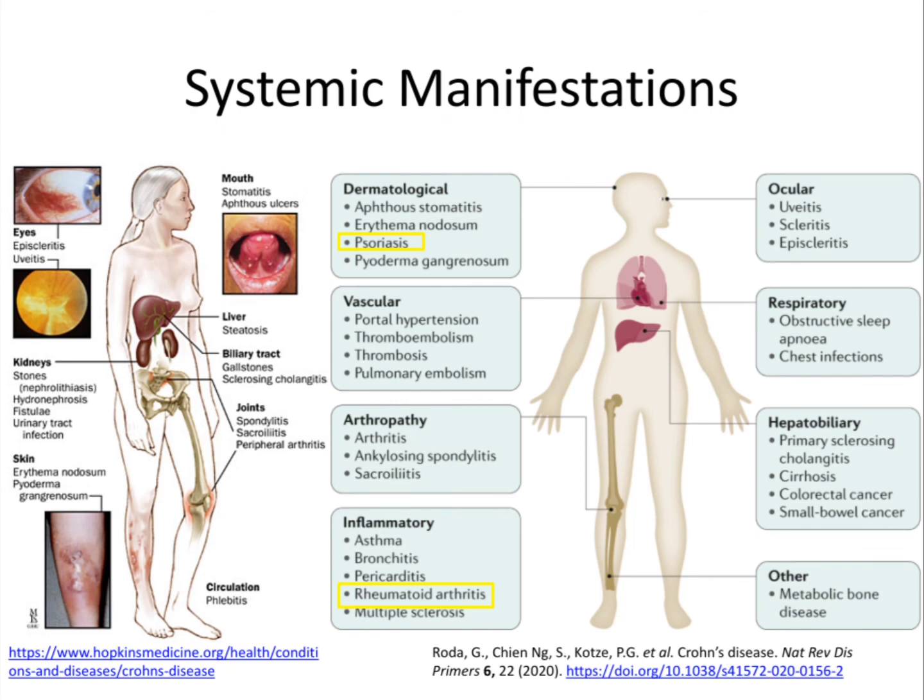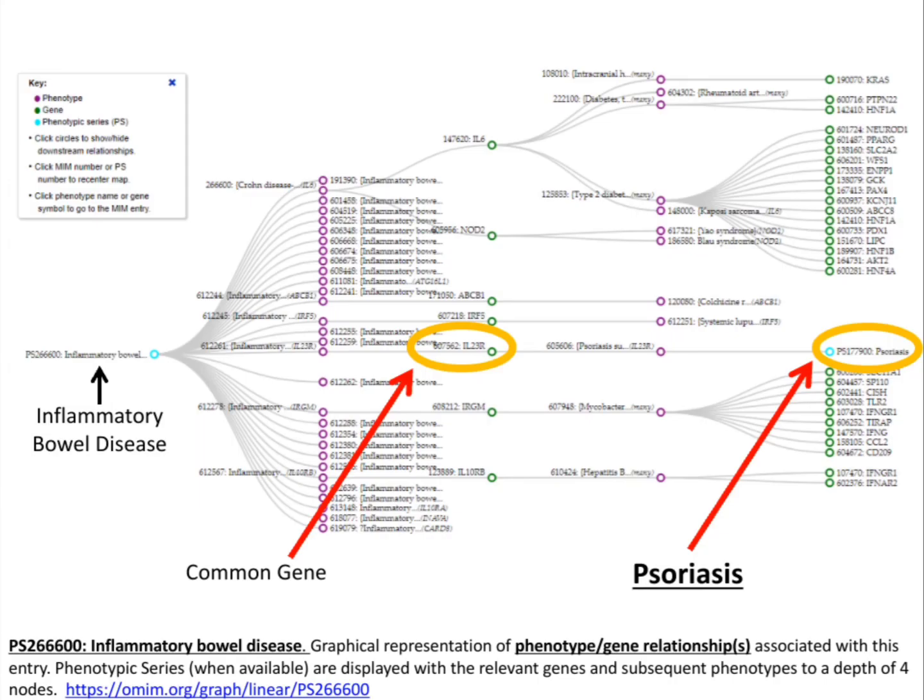These charts show systemic manifestations of Crohn disease. A common manifestation of inflammatory bowel disease is uveitis, inflammation of the uveal tract of the eye. Other manifestations are gallstones and cholangitis. Notice that psoriasis and rheumatoid arthritis are outlined in yellow. Not only can these conditions be caused by an abnormal immune response similar to Crohn disease, but they may in fact share some genetic basis.